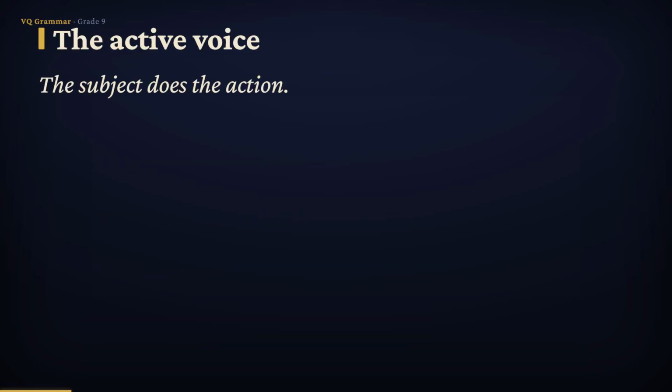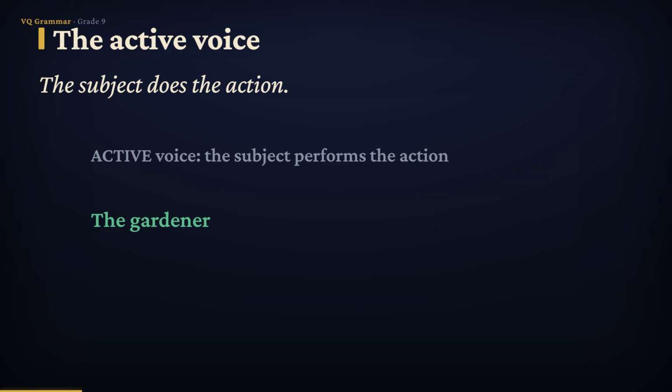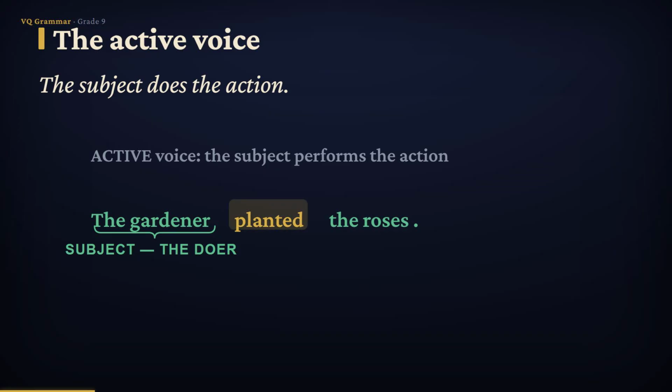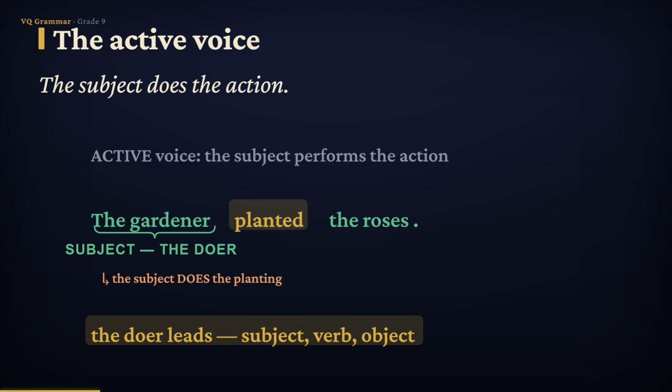Let's look at the active voice first, because it's the one you already use all the time. In the active voice, the subject performs the action. Take this sentence. The gardener planted the roses. The gardener is our subject, and it's the doer, the one taking action. Planted is the action itself, and the roses are the target. They're what gets planted. Notice the natural order here. Subject, then verb, then object. The doer comes first, right up front where it's easy to spot.